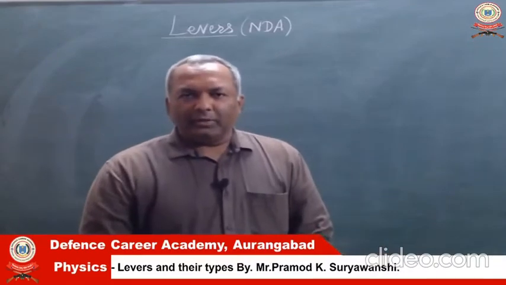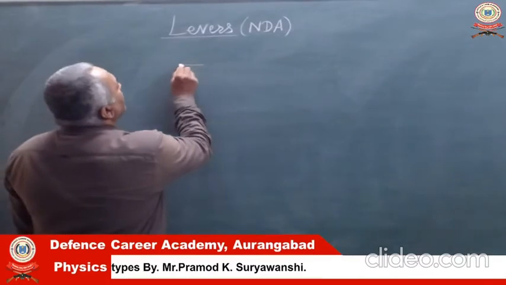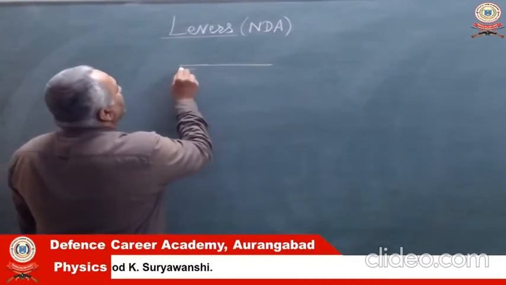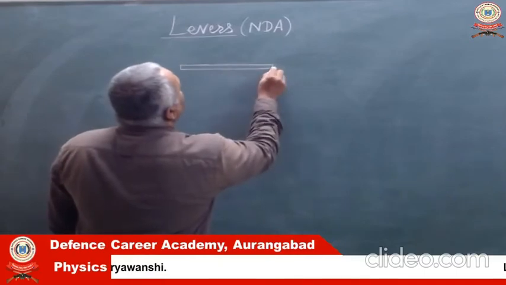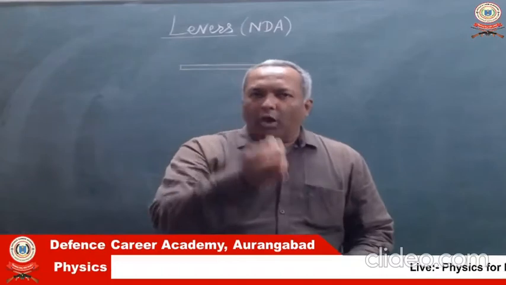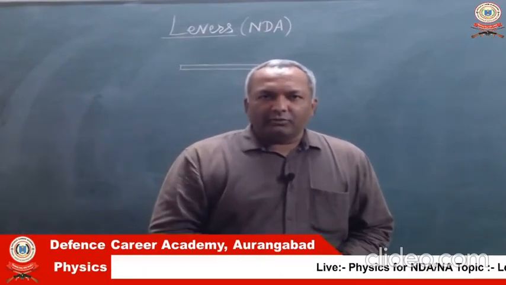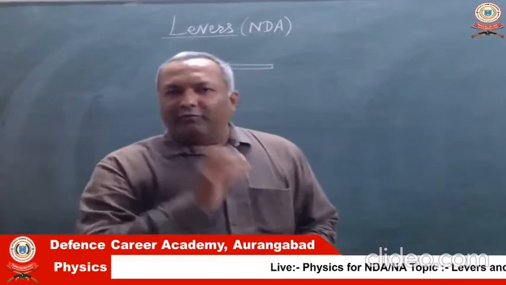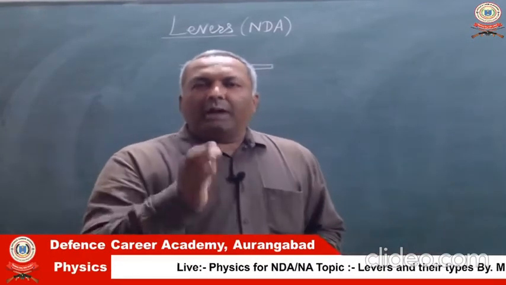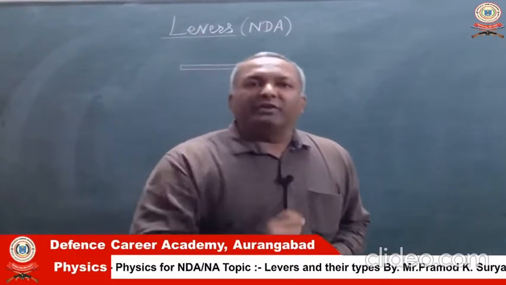Today we are going to discuss another article from physics from the NDA syllabus, that is levers. Any plank or a rod or similar object which is free to rotate and has two forces applied at two points on the rod itself can be called a lever. So basically there are two forces involved, and then there is one point on the lever about which the lever can rotate at least partially.